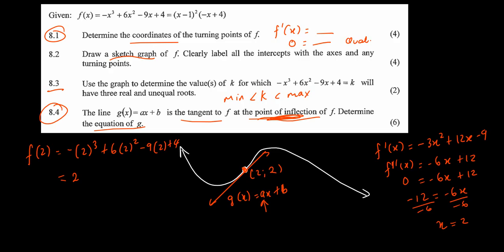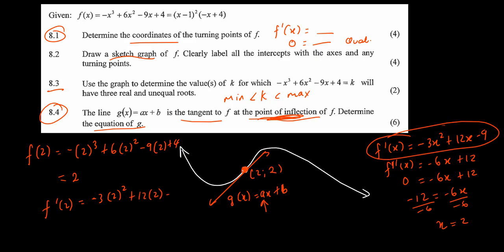Guys, now I know I can get b easily by substituting this, but I need to get the gradient first. How do I know the gradient of the tangent at 2? I can find the equation that will give me the gradient at any point. Remember, it's the derivative. So I'm going to say the derivative at 2 is going to give me the gradient of the tangent at 2. So I say minus 3 into 2 squared plus 12 into 2 minus 9. So if you quickly put it into your calculator, you get the answer as 3, which means the gradient of the tangent is 3. Then guys, you already have a now.